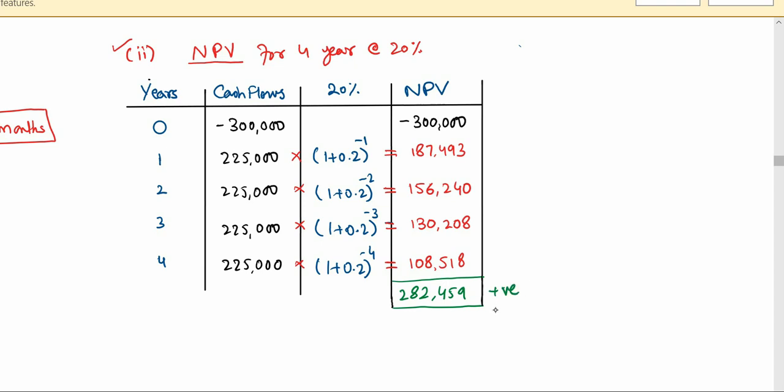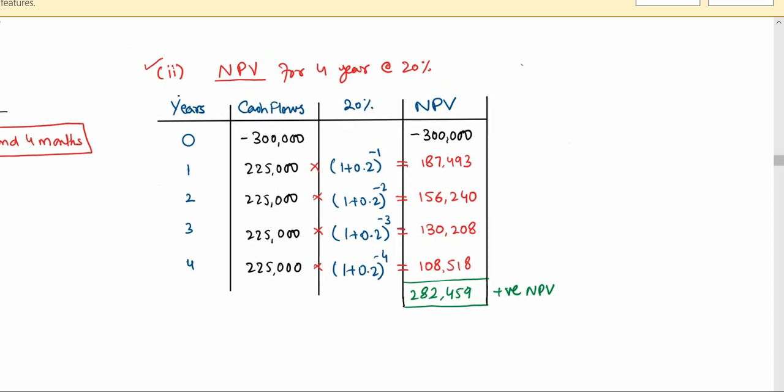Yes, 454. Okay, 459. 8 plus 8 is 16, 16 plus 3, it should be 9 technically. Okay, just write 9. It's just a rounding difference. Okay, so the net present value is positive. So this is my answer for part B. Yes, any problem in this?